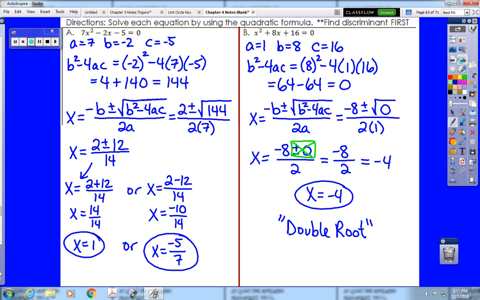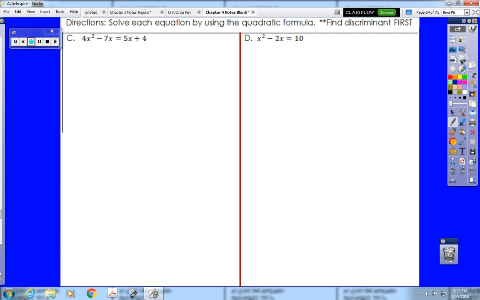Two examples to go. Now C is different from A and B in that it does not already equal 0 to begin with. So before we start doing anything else, we have to make it equal 0. And I've told you before, we want our x squared term to be positive. So if we look, 4x squared is already positive. So instead of moving everything to the right, we're going to move everything to the left.